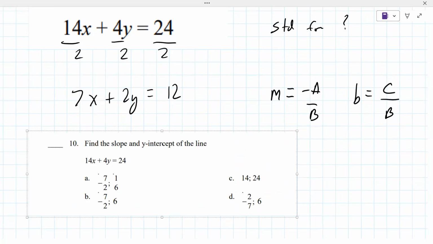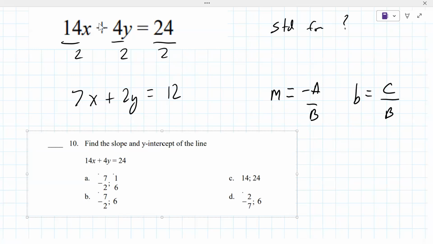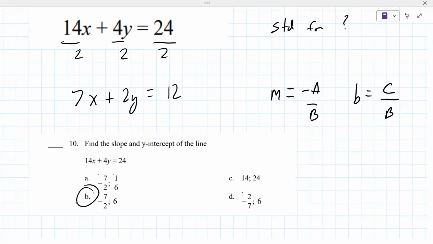Okay. So then the slope is negative 7/2, and there's b. B, you're going with B? Yeah. That is B. Good.